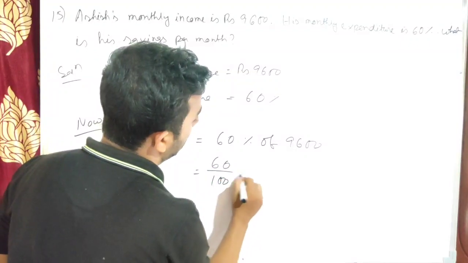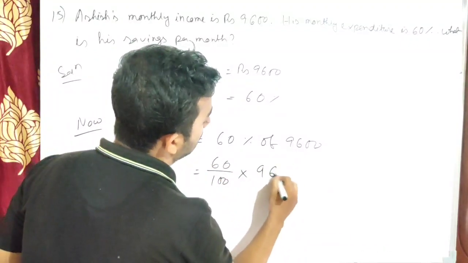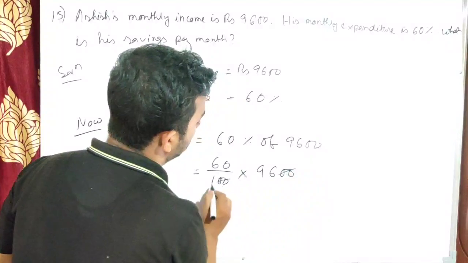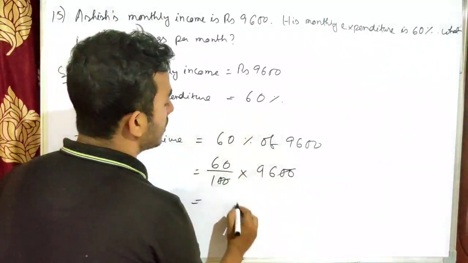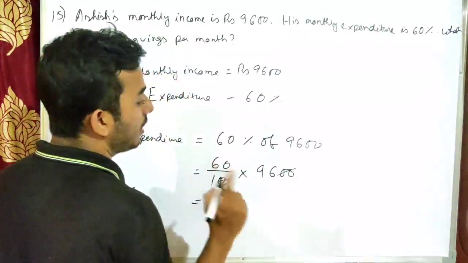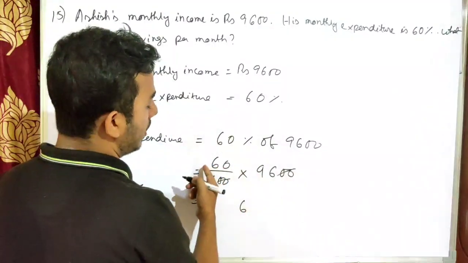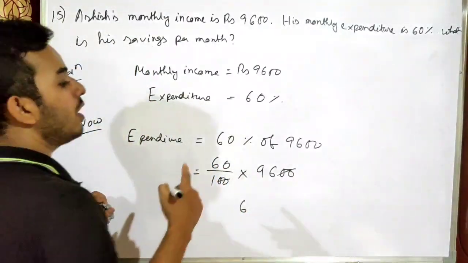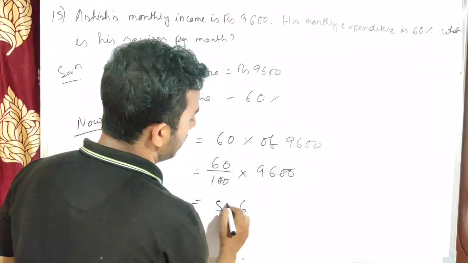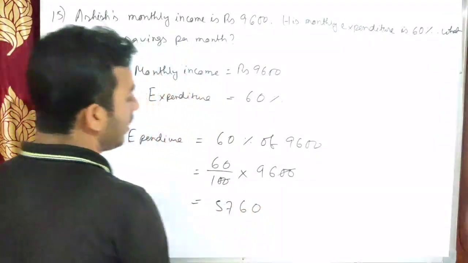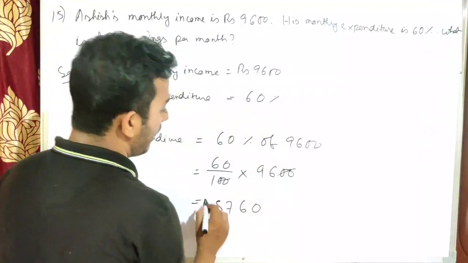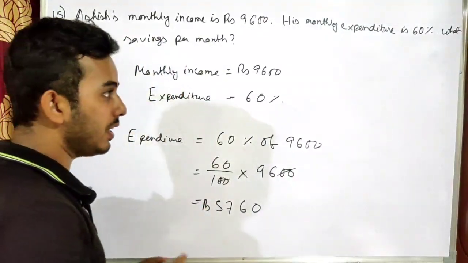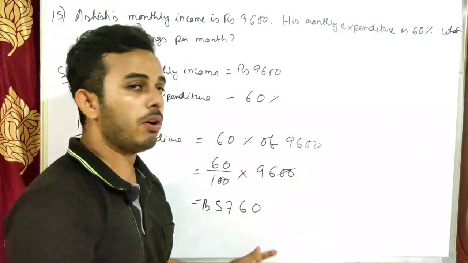60 by 100 of 9600. Two zeros cancel. So 60 into 96. 6 into 6 is how much? 36. 3 left, isn't it? 6 into 9 is how much? 54, plus 3 is 57. So his monthly expenditure is how much? Rupees 5760. That is the amount he spends in a month.